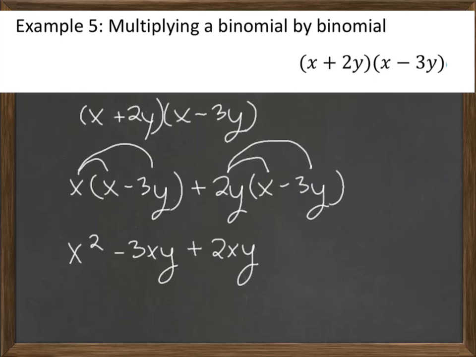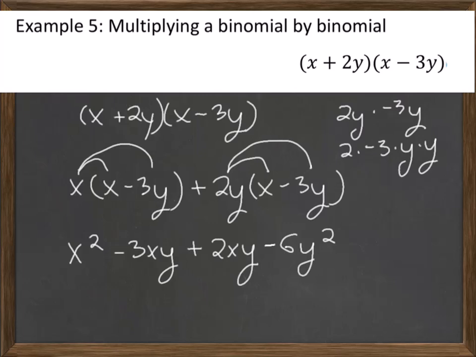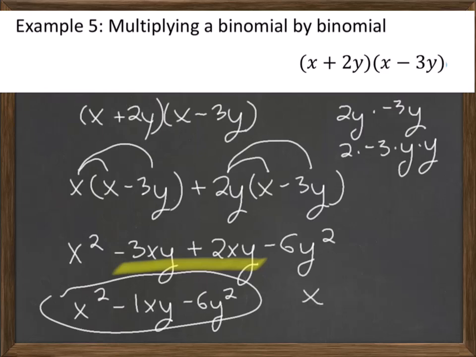And then, last but not least, we have 2y times negative 3y. So 2y times negative 3y, that's going to be 2 times negative 3, which is negative 6. And then we have y times y, which is y squared. So we're almost there. We have our like terms in the middle. So negative 3 plus 2 is negative 1. So we have x squared minus 1xy minus 6y squared. Or you could write it as x squared minus xy minus 6y squared.